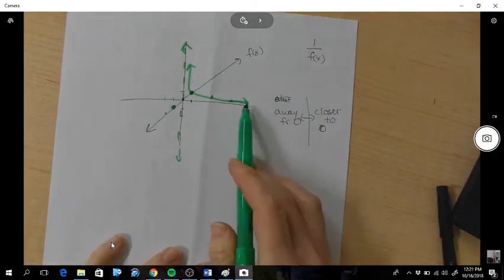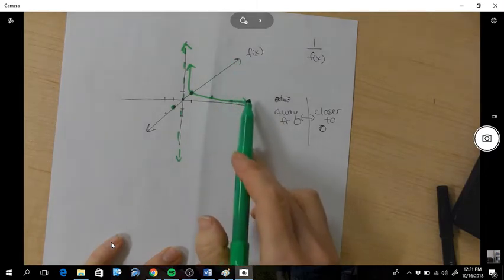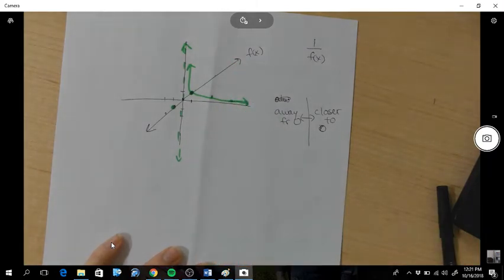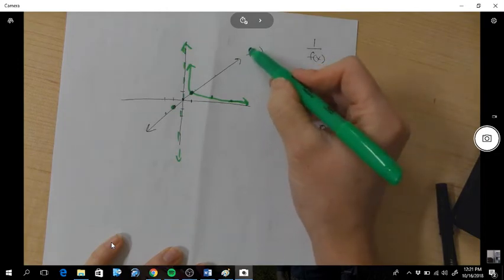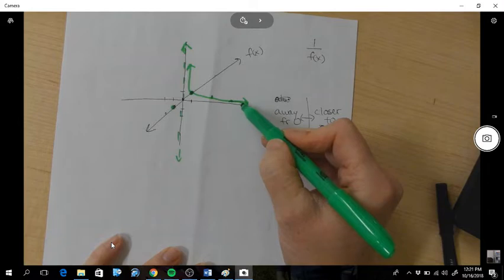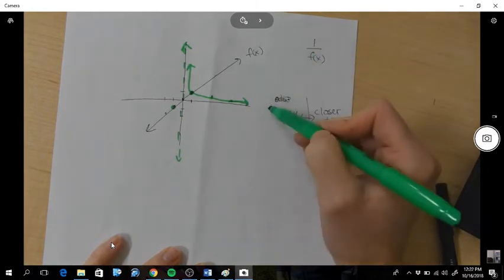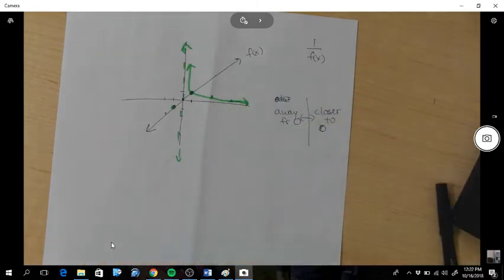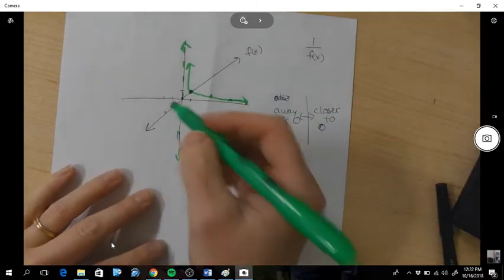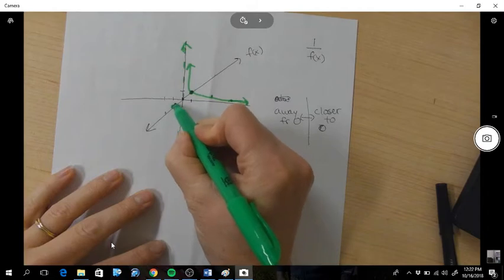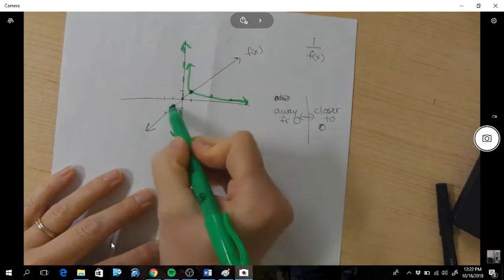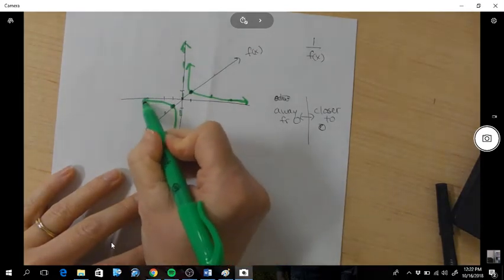I don't ever cross this line because this is always positive, so this always needs to also stay positive. As I'm going here, I'm going to be at like a height of 10, so this is a height of 1/10. A height of 100, a height of 1/100th. So you're just getting closer and closer to the x-axis. From here to here, my graph is getting closer to 0, so I go away from 0. From here to here, my graph is getting away from 0, so I go closer to 0.